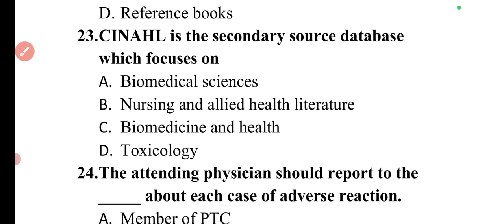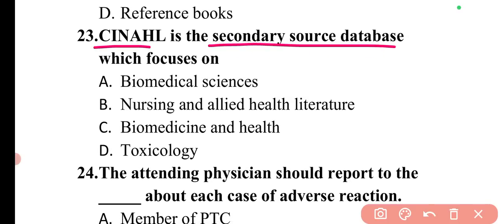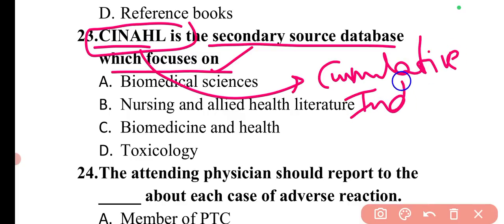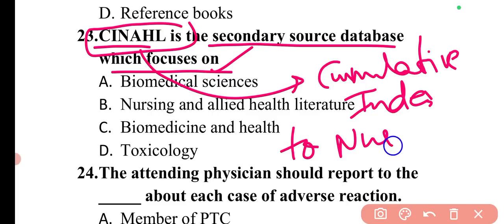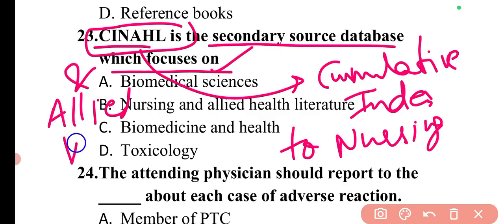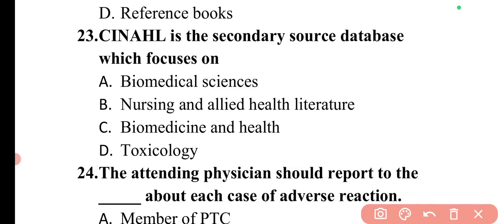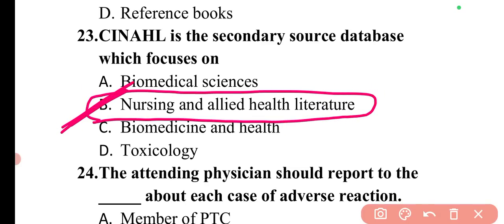Now moving to the next question. The question is, CINAHL is the secondary source database which focuses on, so CINAHL, the full form is Cumulative Index to Nursing and Allied Health. If you know the full form, you will be able to identify what parameters CINAHL basically focuses on. It focuses on the nursing and allied health literature. So here option B is correct. Basically based on the full form only you will be able to find out the answer.